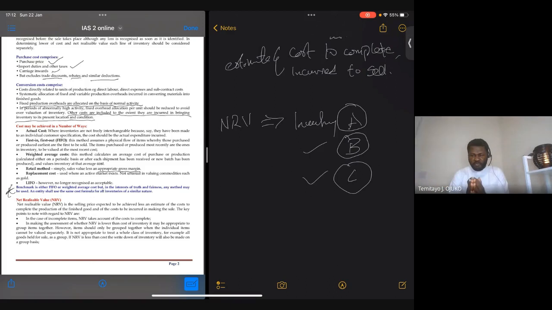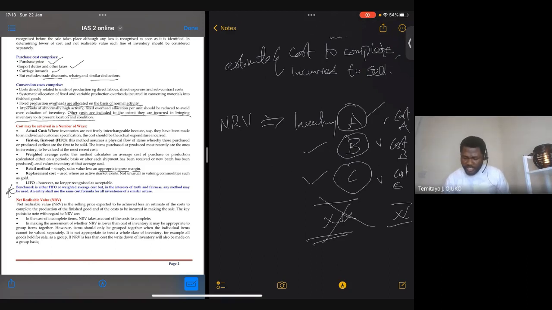Don't aggregate them. It means that I need to check the net realizable value of A versus the cost of A, net realizable value of B versus the cost of B, net realizable value of C versus the cost of C. Don't do an aggregate of the cost over the net realizable value. This is not allowed. You do it on an individual basis. A, cost versus net realizable value. B, cost versus net realizable value. C, cost versus net realizable value.